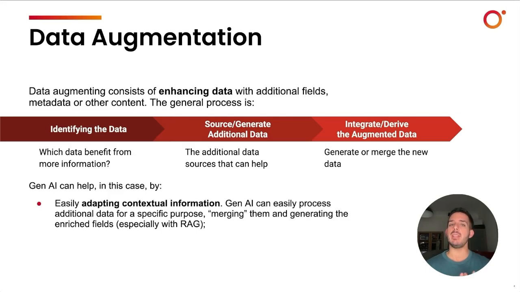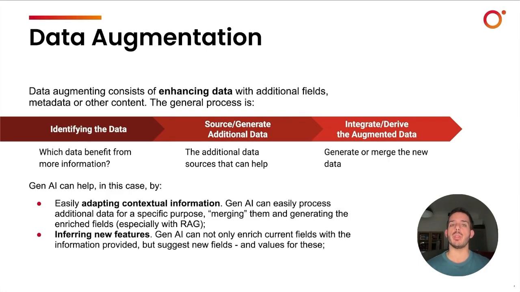Well, for example, it can easily adapt contextual information. This is one of the biggest strengths of LLMs in general. That is, GenAI can easily process the additional data, the additional information sources for a specific purpose, and then merge them with the specific fields and generate those enriched fields, especially if you're using RAG. So LLMs are very intuitive, right? It's very easy for them to take a 200-page financial report and find things that are relevant to enrich those specific fields, and then include them and refine those fields with that information. They're very fast at parsing that information and making intuitive decisions about what should be added and what is relevant in terms of the context for a specific field or group of fields.